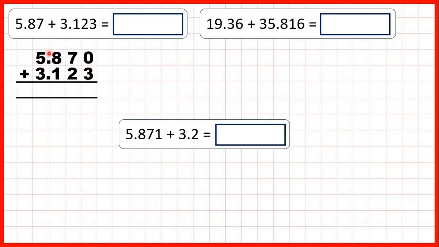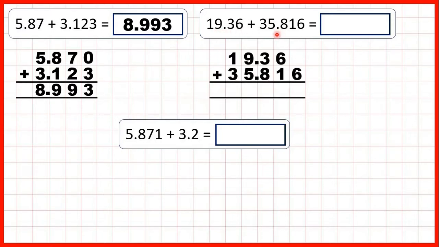So now we've got our decimal points lined up, we've written 0 in our empty square, so we copy the decimal point down into our answer so that the place values are lined up in our answer as well, and now we just add using column addition. 0 plus 3 is 3, 7 plus 2 is 9, 8 plus 1 is 9, and 5 plus 3 is 8. So our answer is 8.993.